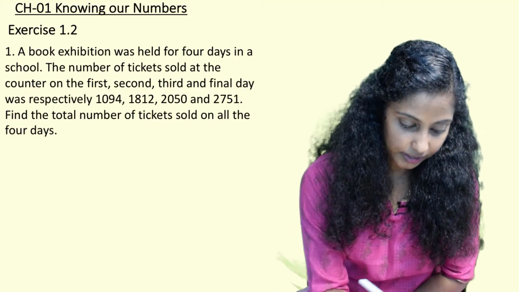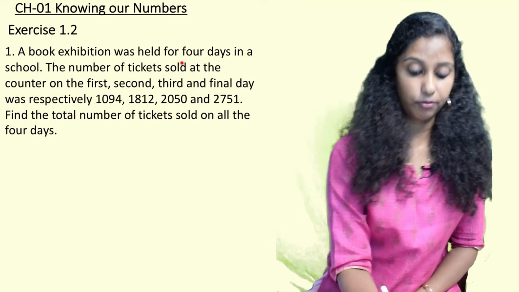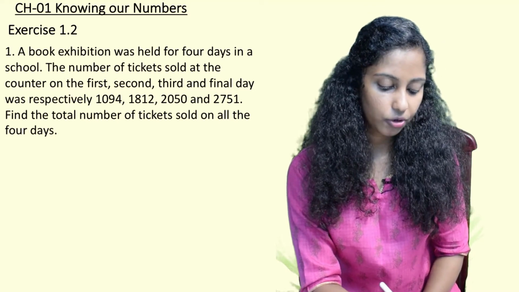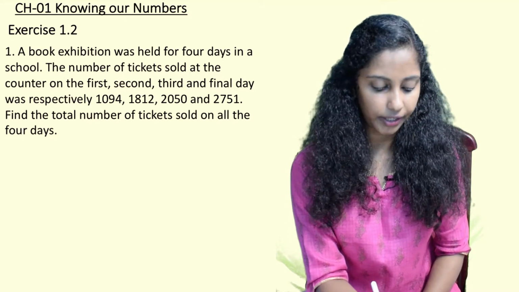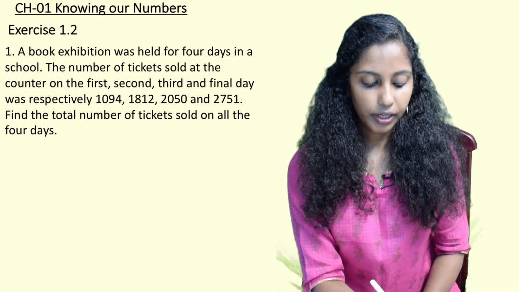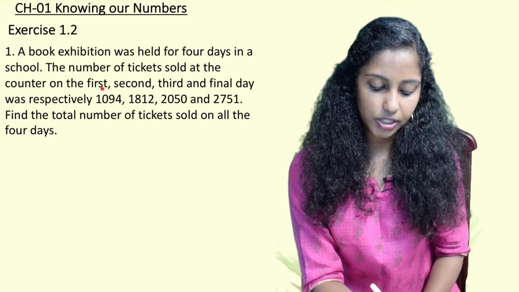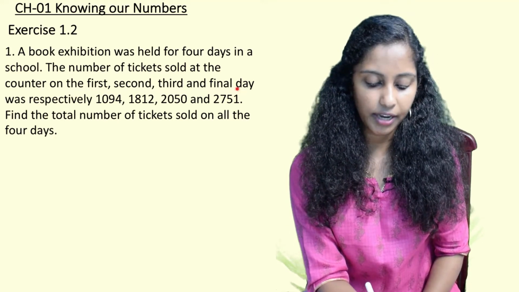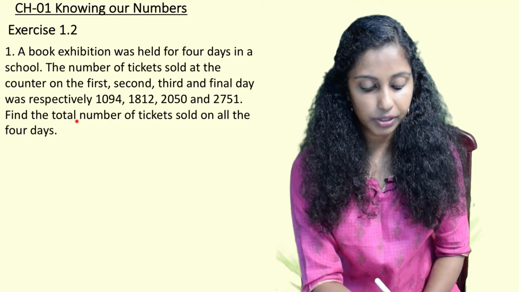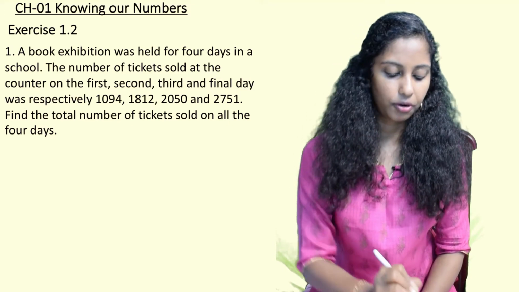So here in exercise 1.2, first question, they have given a book exhibition was held for 4 days in a school. The number of tickets sold at the counter on the first, second, third and final day was respectively. The numbers are given. So in our sum, we are going to make statements using the sale of first day ticket, sale of second day, third day and final day. Find the total number. They are asking us total number, means here we need to add number of tickets sold on all the 4 days.